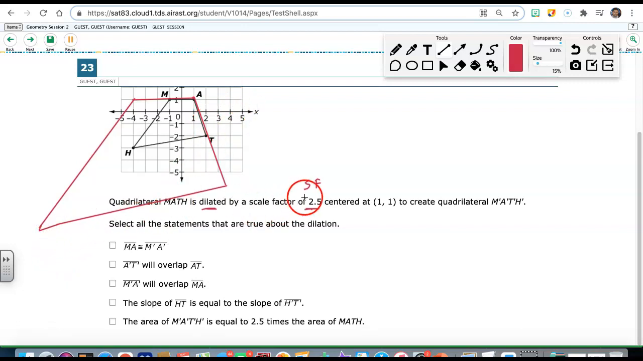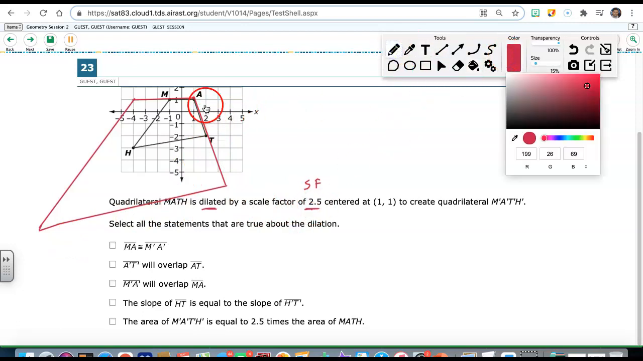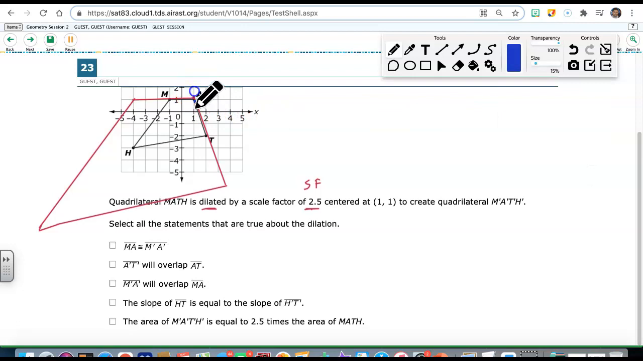Okay, and when I have a dilation, remember that it was centered at A. Everything started at A, and it got dilated in this direction, and this direction, and this direction. That was the idea. That's why it says center at 1, 1. Okay, so something like that. All right, let's get started. By the way, this is A, this is M, and this is going to be M prime. This is going to be H prime. And this is T, so this is T prime. And A is the same as A prime because that's where it started, that's where it's centered.